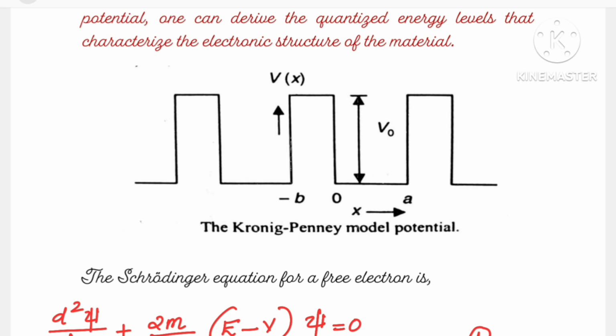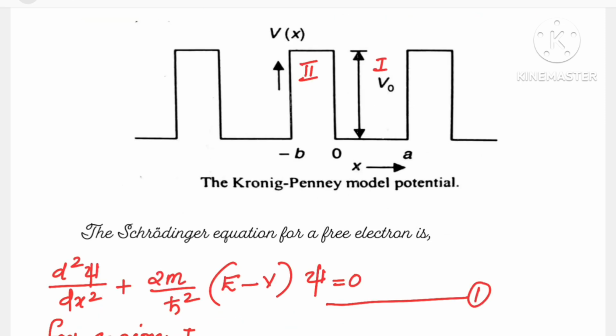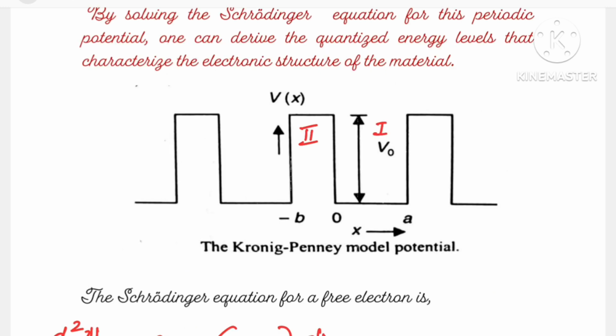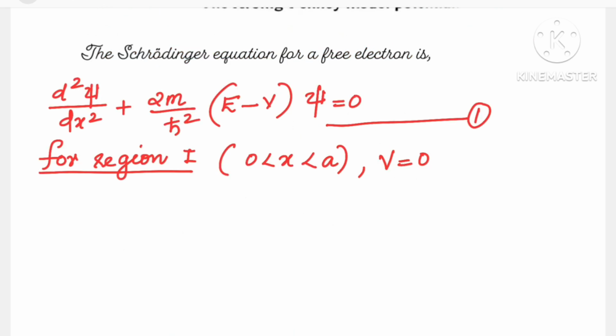While considering this periodic potential, there are two regions, this is the first region and this is the second region. First of all, we should consider this equation for region 1. Here region 1 is from 0 to a. Inside the well, V is equal to 0. That means the potential is 0 here.